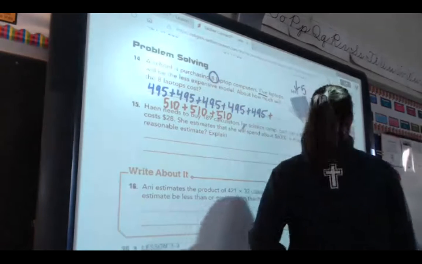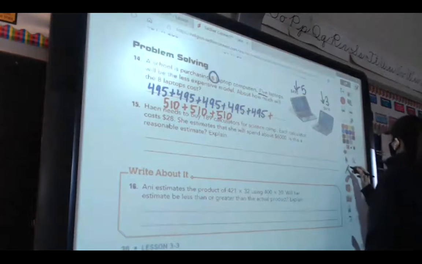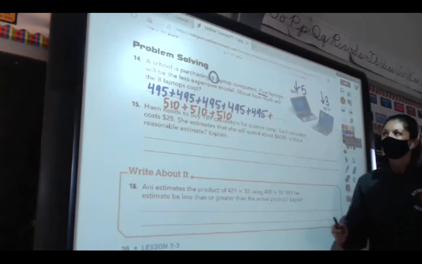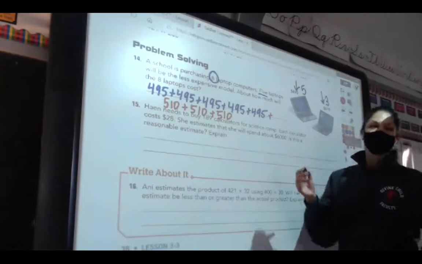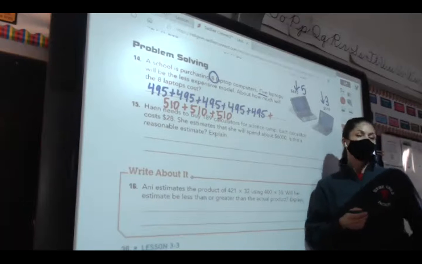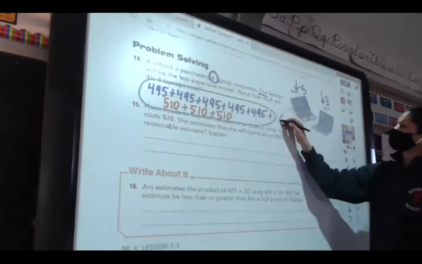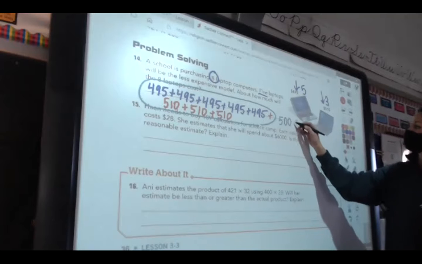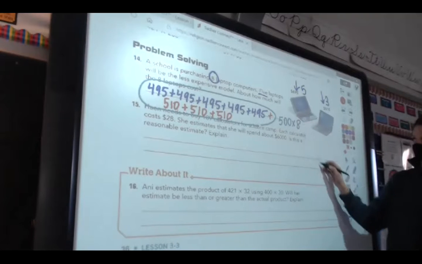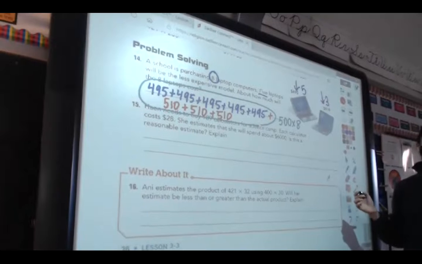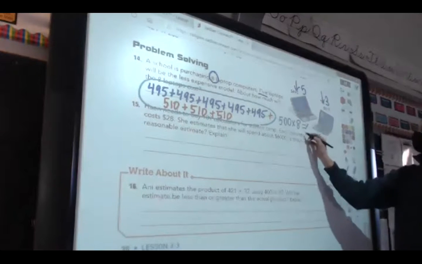But I bet you're noticing that each of those numbers, 495 and 510, are rounded to what value, guys? 500. So instead of doing all of this, your brain should go, you know what? This is more reasonable. 500 times 8. Isn't that more reasonable? So what is 500 times 8?